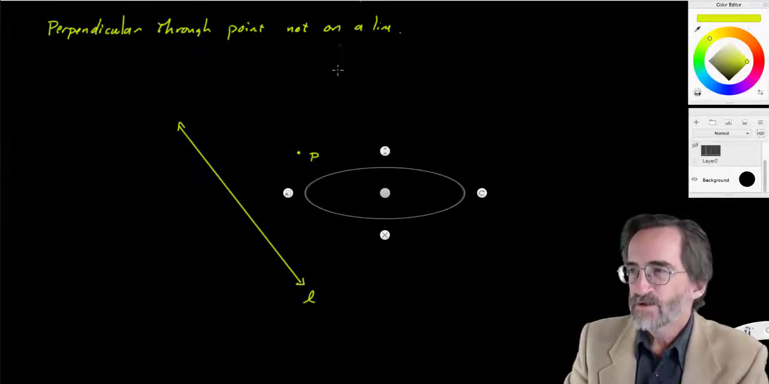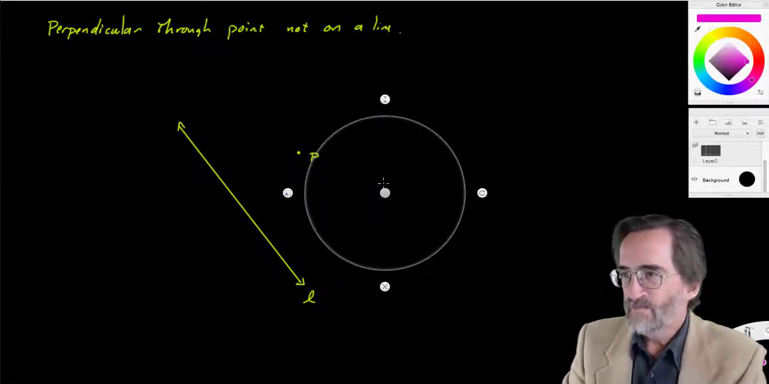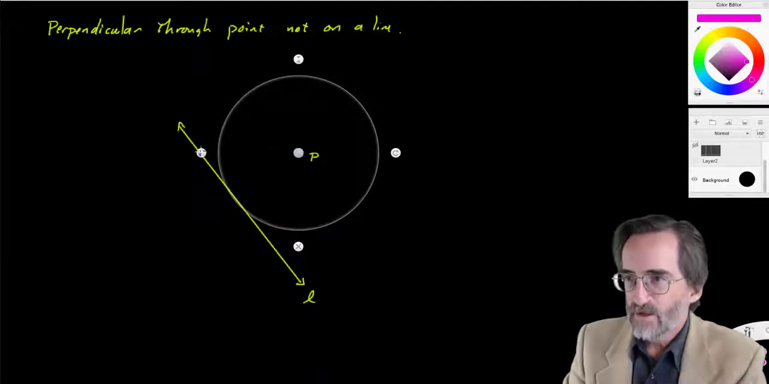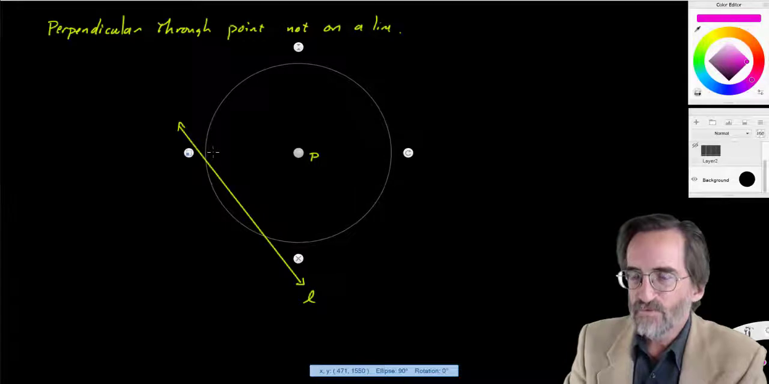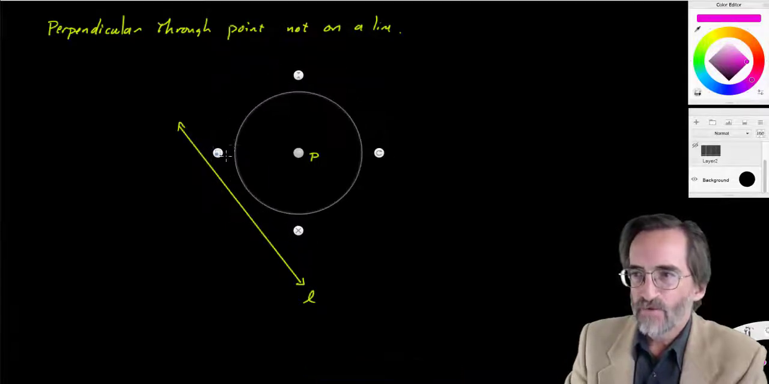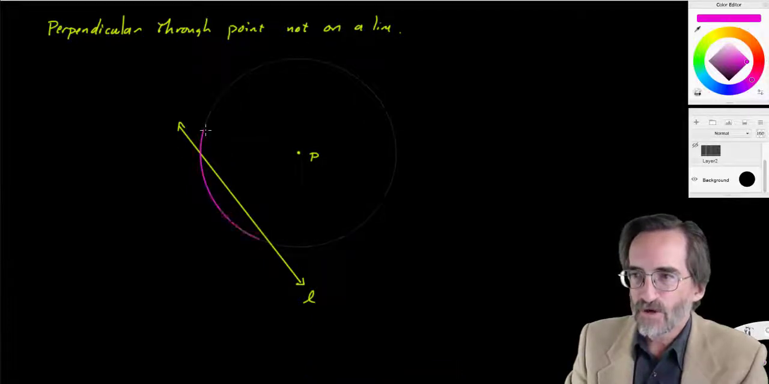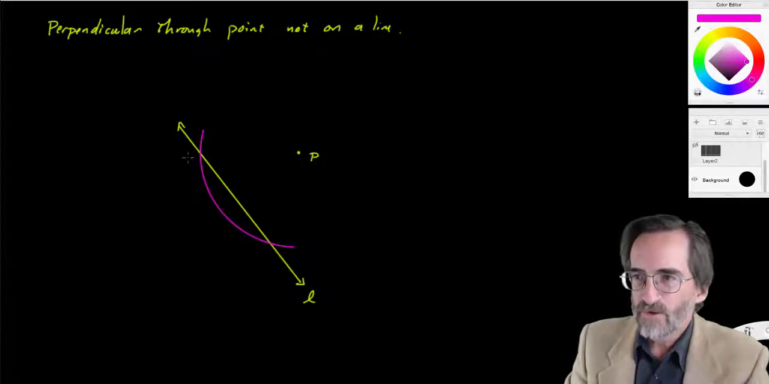Okay, so my first step is to take my compass and put the compass point on P. Open the compass far enough so that it reaches past the line. If I don't open it far enough, it won't intersect the line. I want it to intersect twice. So I'm going to draw a circular arc that crosses the line twice. I'm going to label the intersection points A and B.